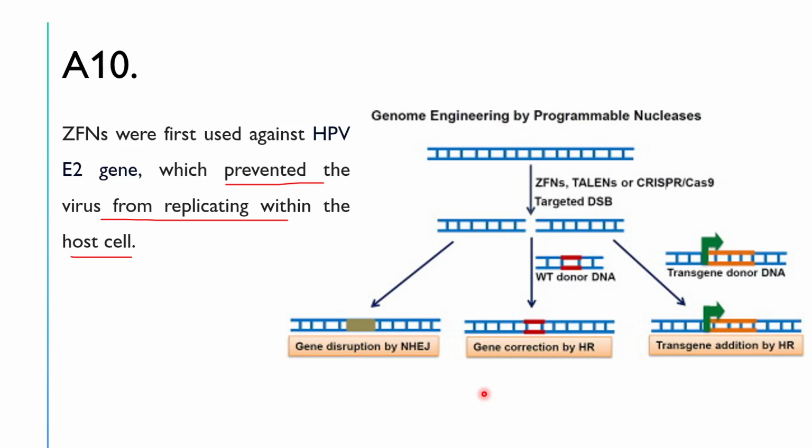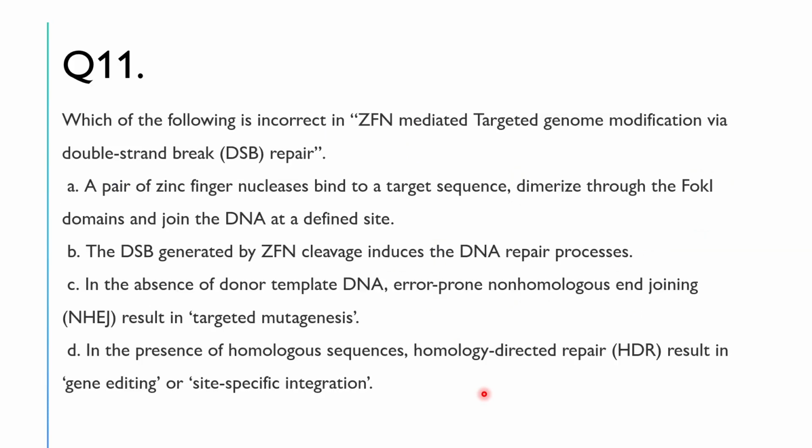Fine, let's move to our next question then. This is a long question, please try to read it carefully once, twice, or thrice, then answer it correctly. Which of the following is incorrect in ZFN, zinc finger nuclease mediated targeted genome modification via double strand break repair? Please read the options carefully. It's a long question, try to answer it. We will discuss it in 2 minutes.